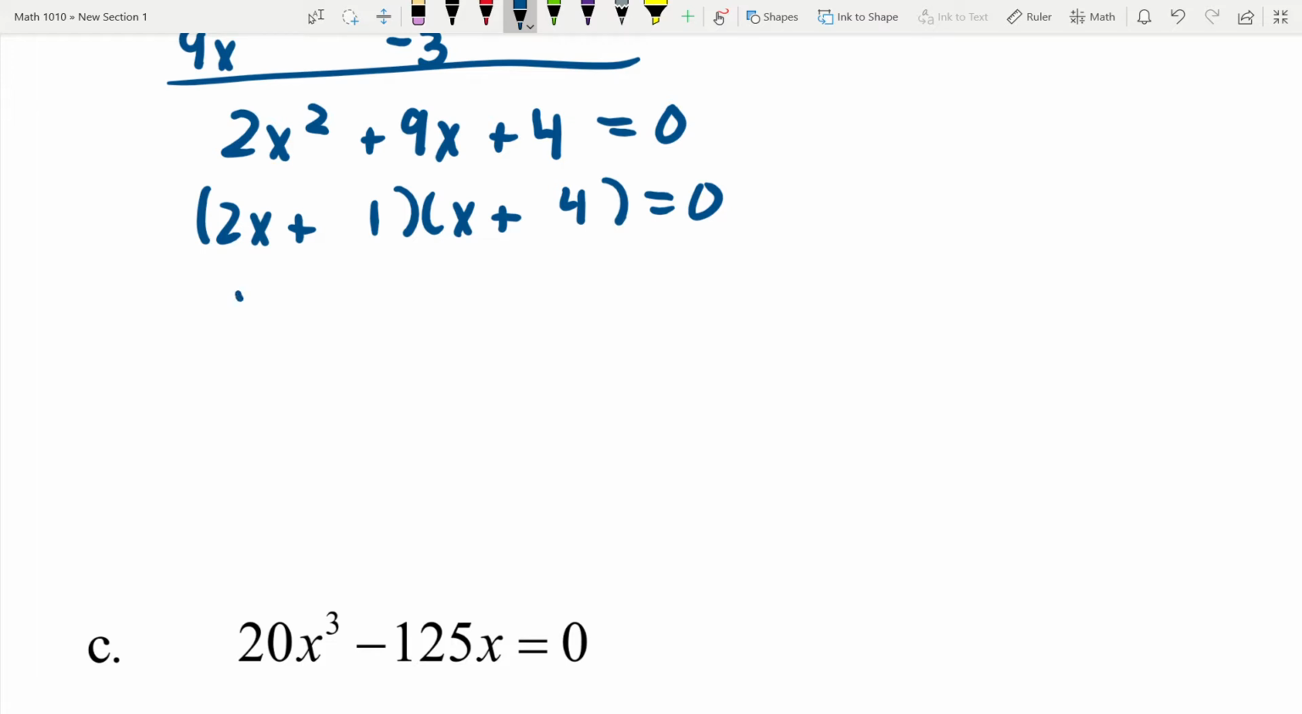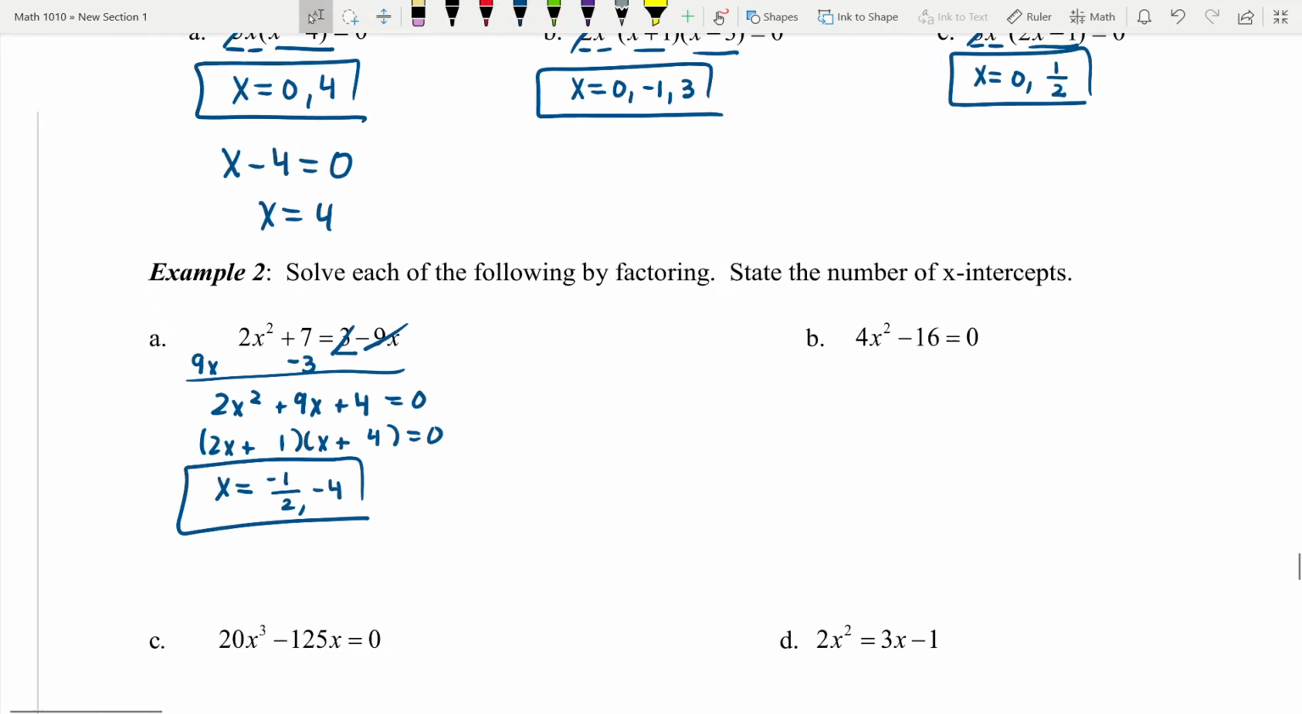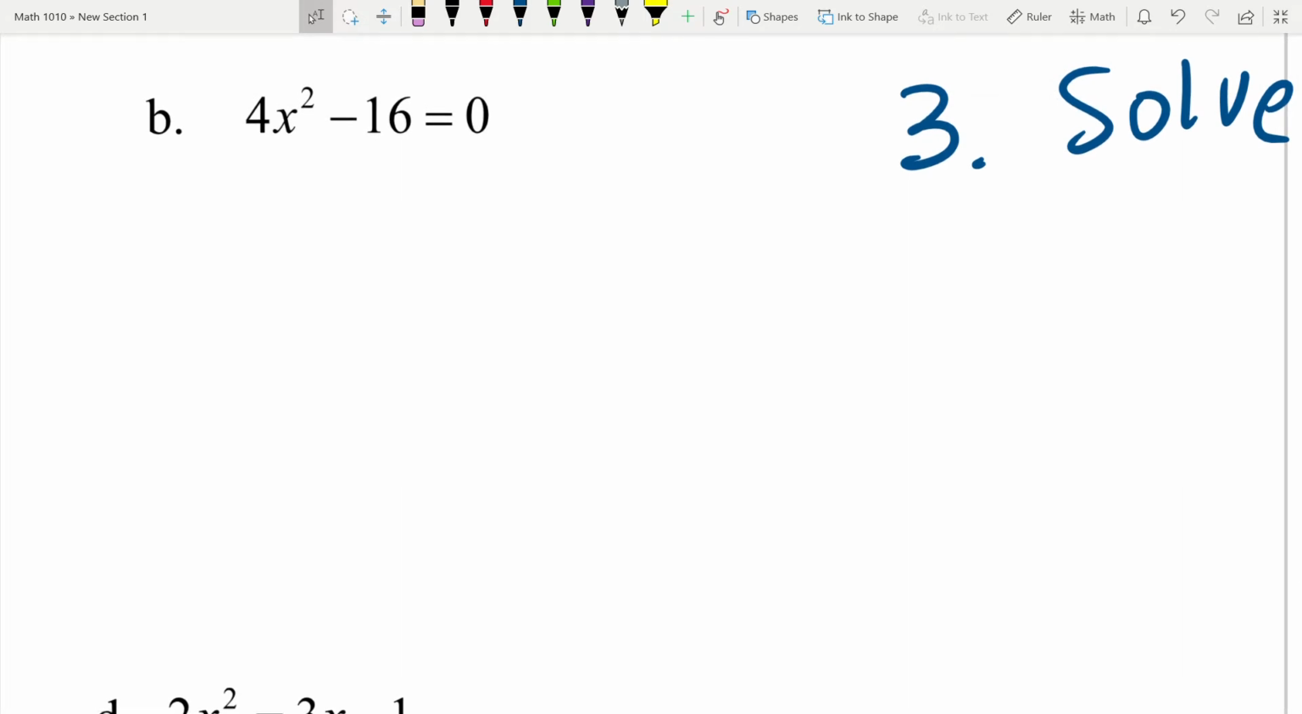Am I done? No, you have to say x equals, right, because we're solving. Take 2x plus 1, set it equal to 0. The 1 comes over and becomes a negative, and then you do what? Divide by 2. Good. The x plus 4, set that equal to 0. You get a negative 4, and you're done. Easy. Okay? All right. Question B. Set it equal to 0. Done. Factor. Someone tell me what you would do.